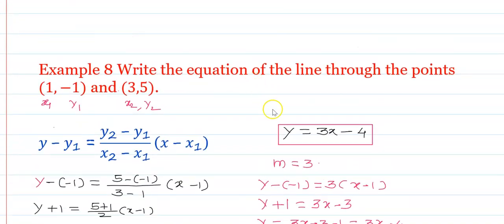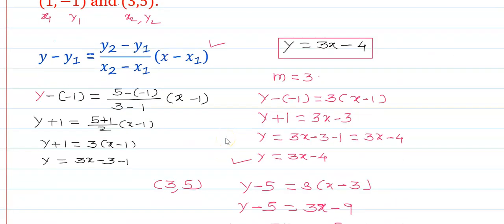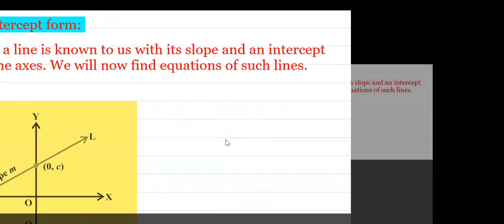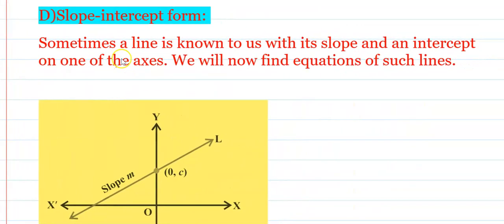Whenever we know the 2 points, you can find out the slope and pass that line through any one point, x1 y1 or x2 y2, or apply this 2-point form. Now the next, slope intercept form. It means that in this equation of a line, we have the slope, which is m, and we must know its intercept. That intercept will be the x-intercept or the y-intercept.